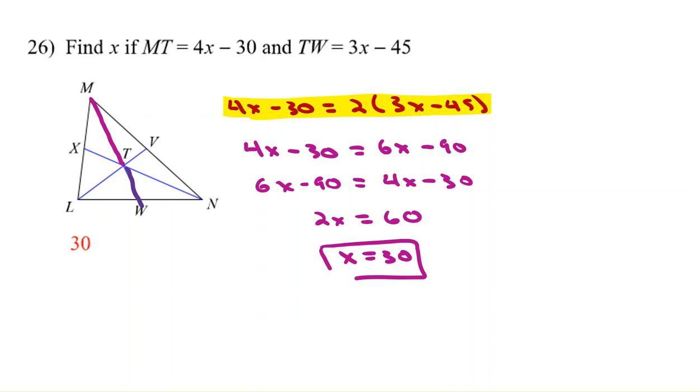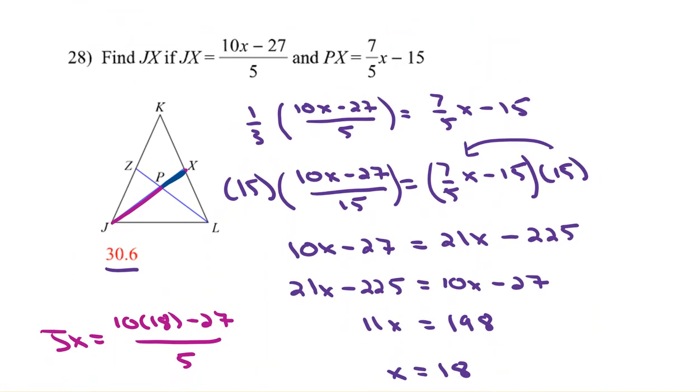But again, here, let me just show you again. So we would have to do what? We'd have to multiply TW. I don't want to do it backwards. So we'd have to multiply whatever TW is by 2. You could do it this way too: 3x minus 45 for it to be equal to MT, which is 4x minus 30. They just did a little flip around here for this step down here. It's the same statement.